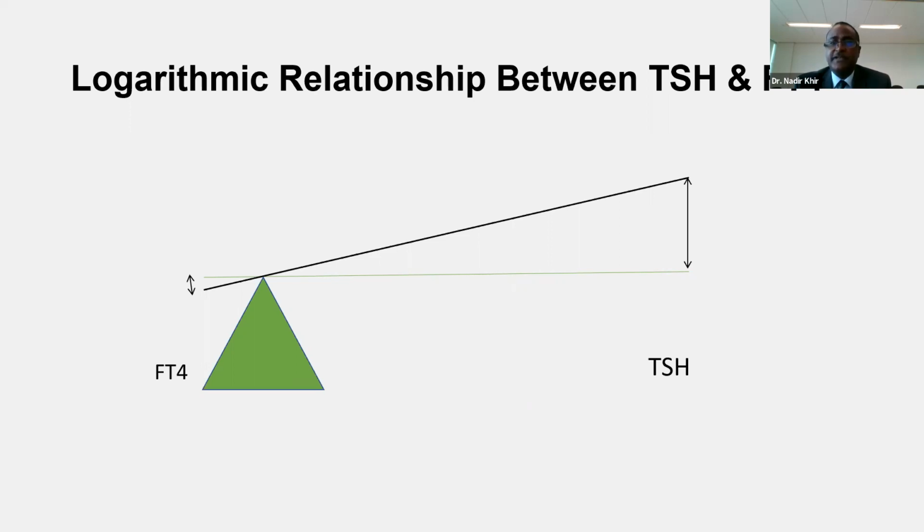It will be very, very unusual to find somebody with a TSH that's abnormal and the T4 will be normal for a long time. If you follow the T4, then it will be abnormal with time. But initially, the TSH is very sensitive to any minor change in free T4. And that's what we call logarithmic relationship.